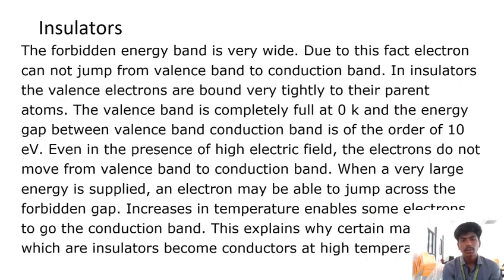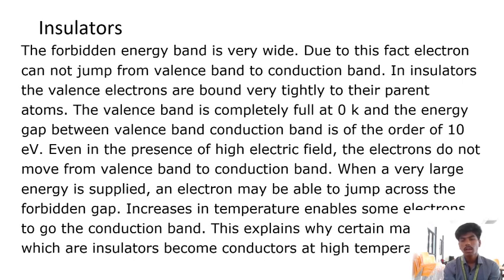Insulators: the forbidden energy band is very wide. Due to this fact, electrons cannot jump from valence band to conduction band. In insulators, the valence electrons are bound very tightly to their parent atom. The valence band is completely full at 0 Kelvin, and the energy gap between valence band and conduction band is of the order of 10 electron volts. Even in the presence of a high electric field, the electrons do not move from valence band to conduction band.